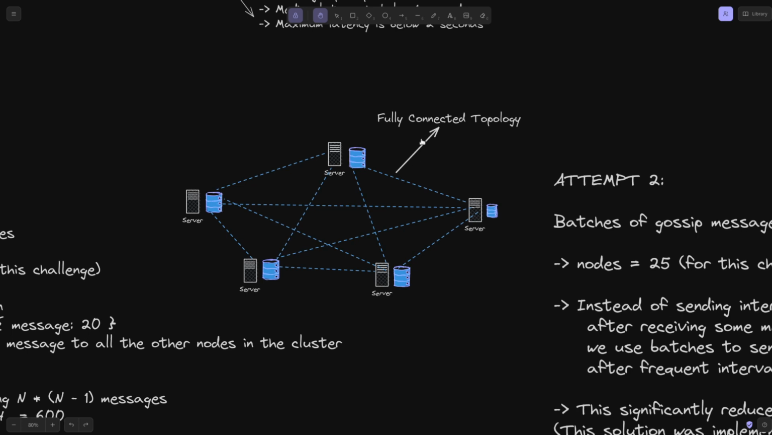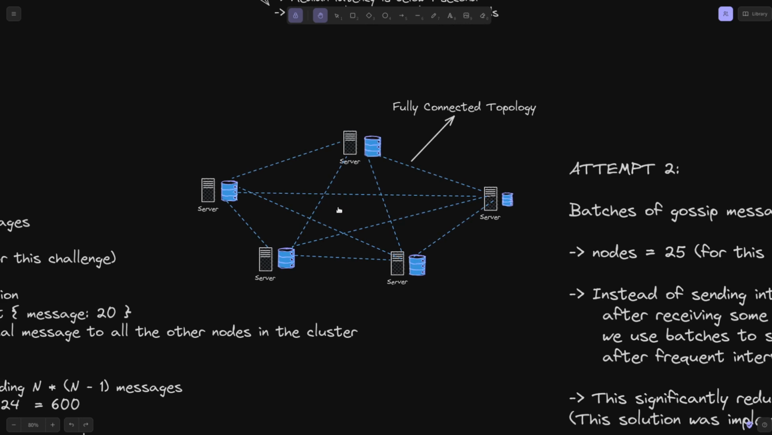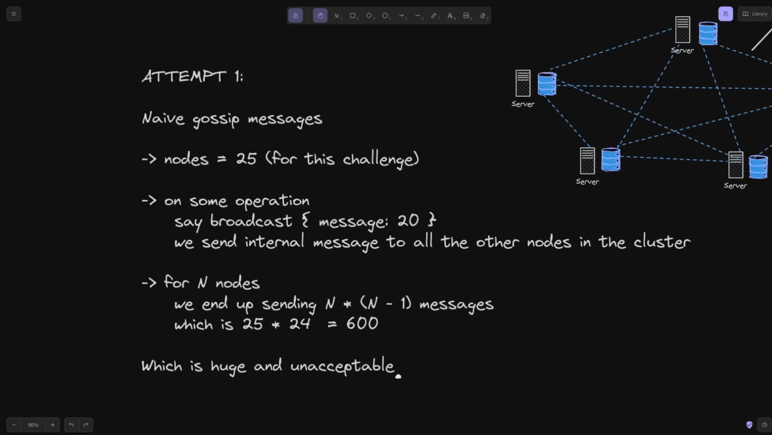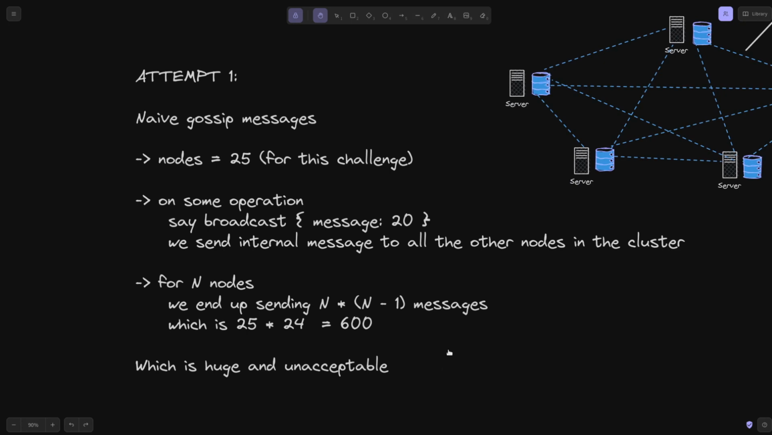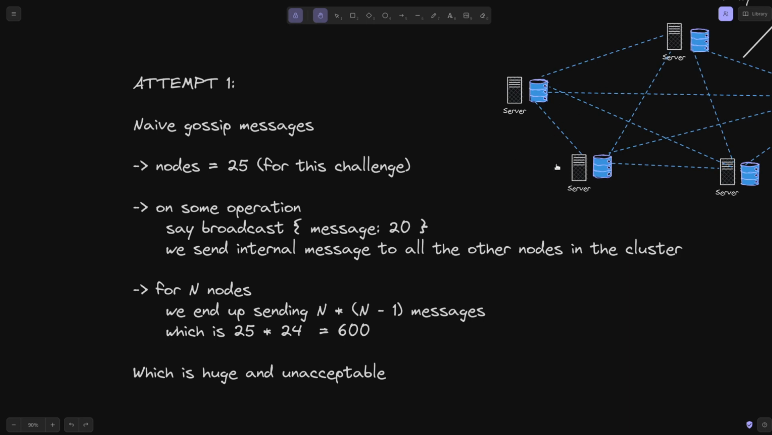Now let's understand the topologies. So the first approach that we took at solving this, we were sending messages for each broadcast message to every other node in the cluster. So the topology that we used was fully connected. That means each server can communicate with any other server in that cluster. So let's go over the expected latencies and the messages per operation that will be the result if we follow this topology.